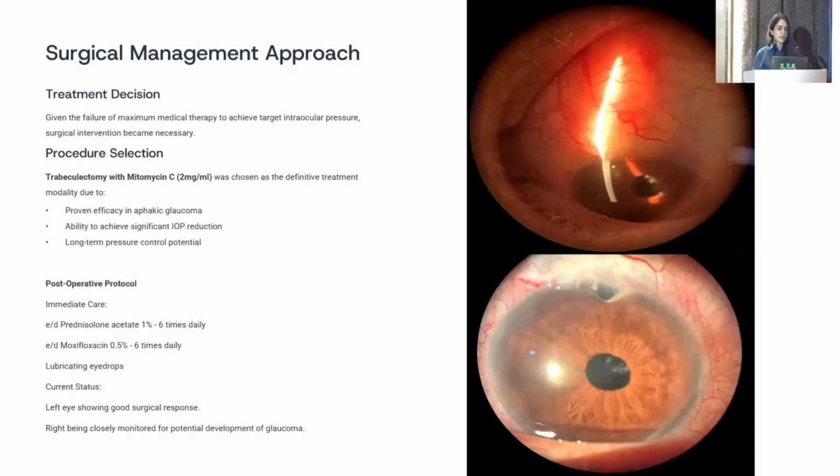Trabeculectomy with mitomycin C 2 mg per ml was done due to proven efficacy in aphakic glaucoma. Post-op, the patient was started on prednisolone, moxifloxacin, and lubricating eye drops. The current status is that the left eye is showing good surgical response and the right is being closely monitored for potential development of glaucoma. This image shows the bleb in the first image, and the second shows the surgical iridectomy that was done.